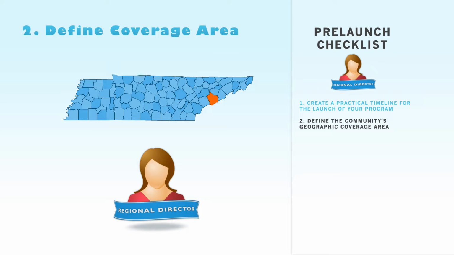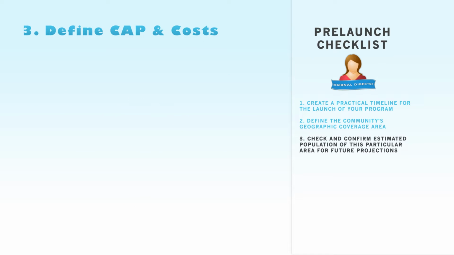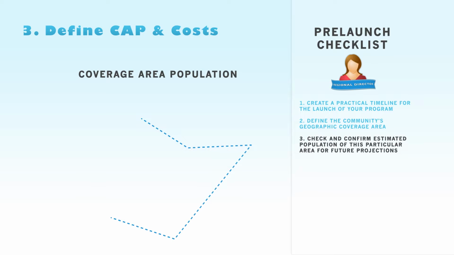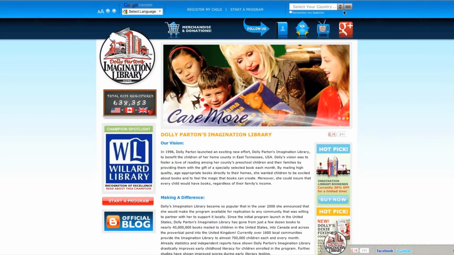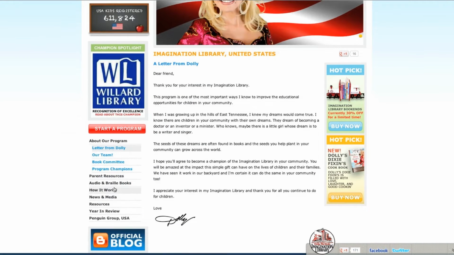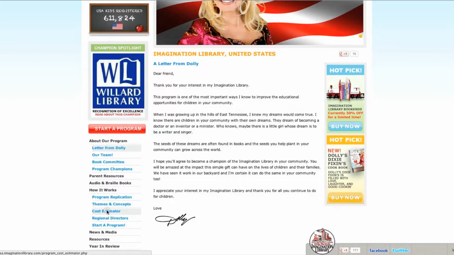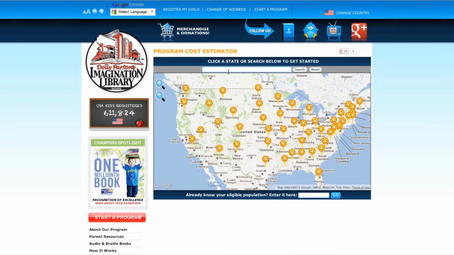Once you have defined your coverage area, you can then define your CAP, or Coverage Area Population, which is the actual number of children in your coverage area that you are attempting to enroll in your program. Using this number, you can easily estimate the cost of your program with our free cost calculator feature located on our main public website. To check it out, visit imaginationlibrary.com and choose your country. Then, from the section How It Works, shown here, click Cost Estimator. This tool will allow you to enter your defined area and instantly estimate your program cost.